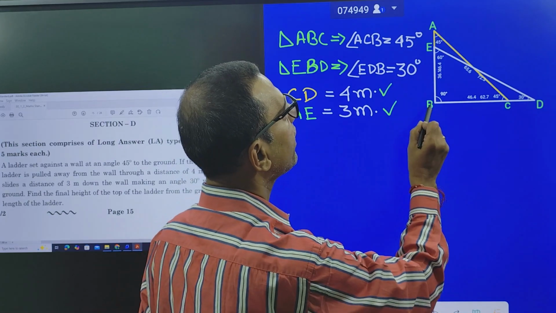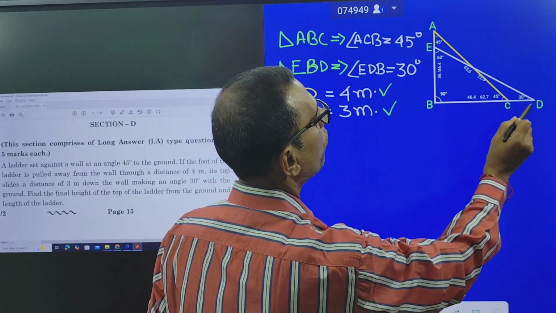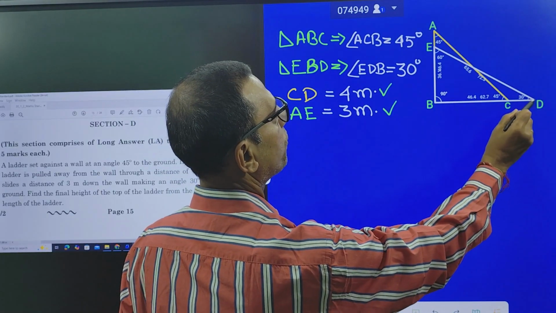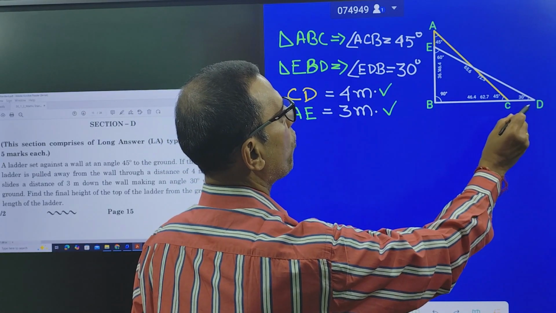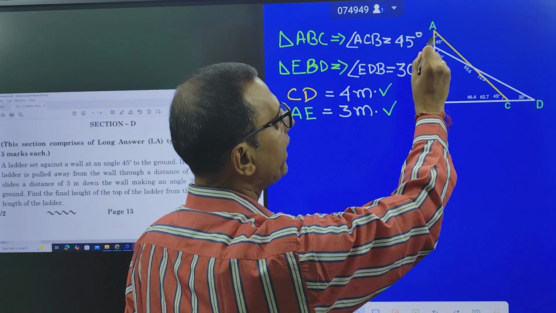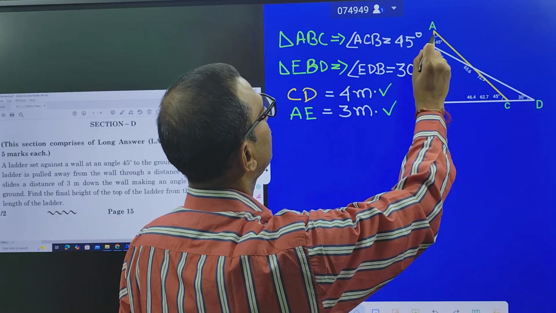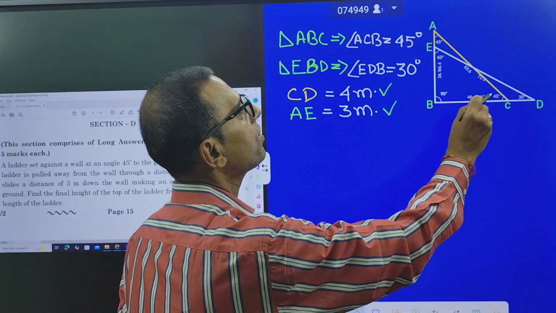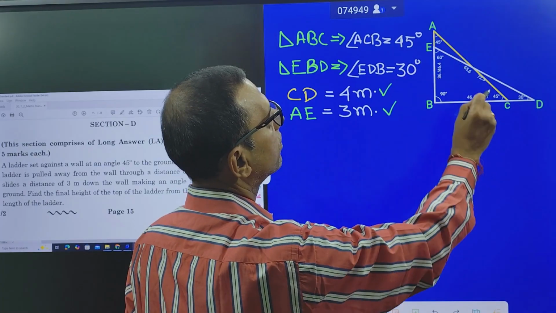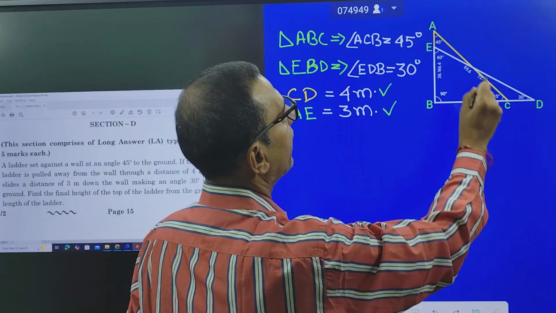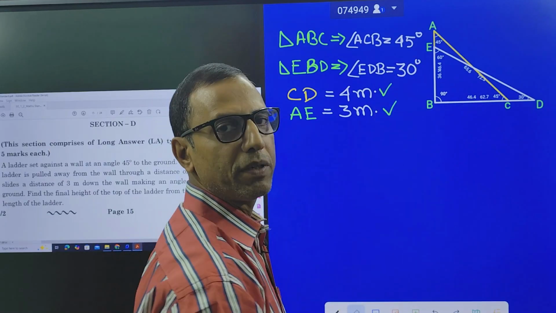Now, when this ladder is pulling away 4 meters, this CD is 4 meters, pulling away 4 meters, then it is slipping on the wall or sliding down for 3 meters. So AE equals to 3 meters. So now initial angle of the ladder at the ground level, that is angle ACB, that is 45 degree.